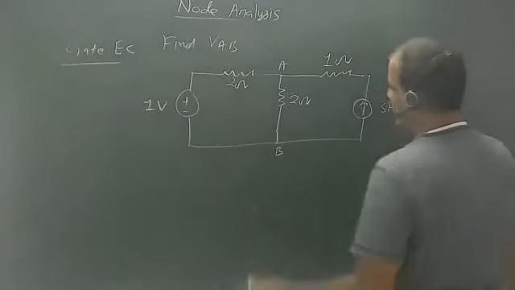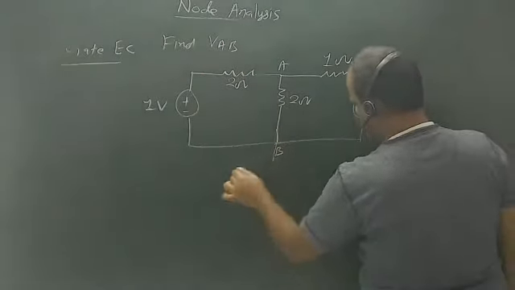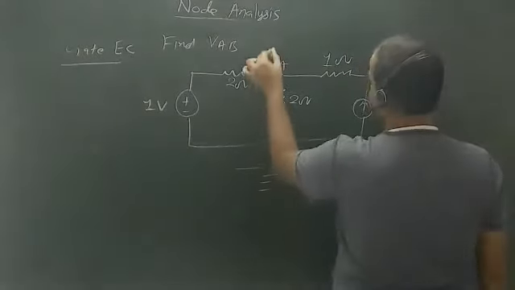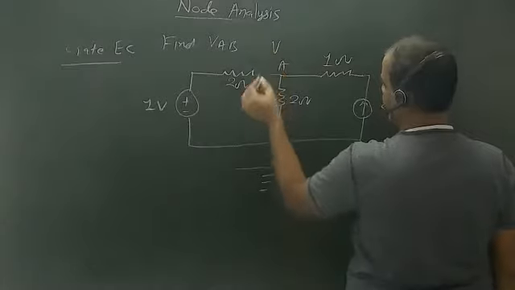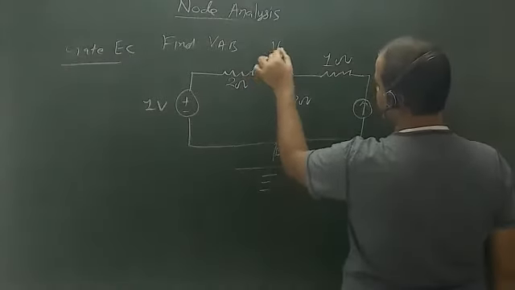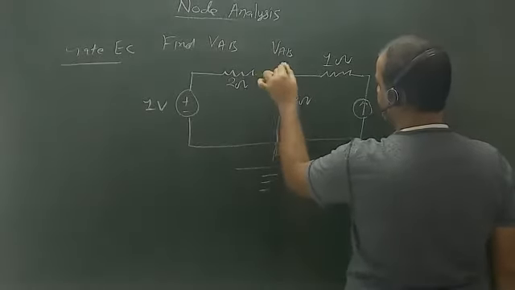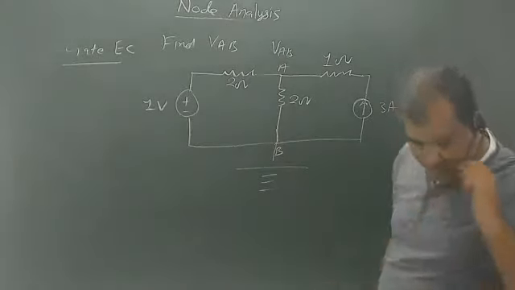Suppose this is ground. This is the voltage of this point A, and in between this will be VAB. Now apply KCL.